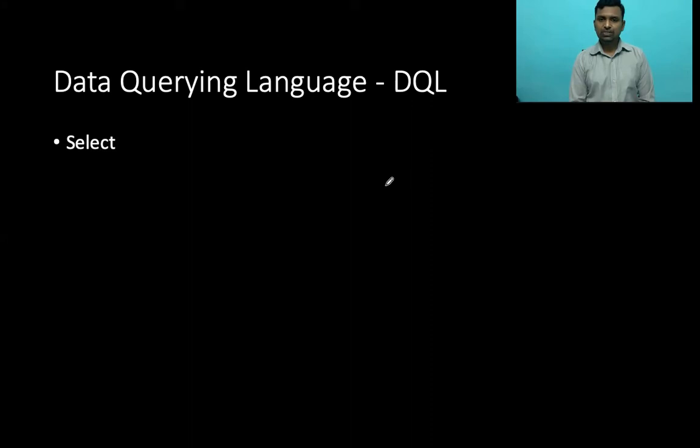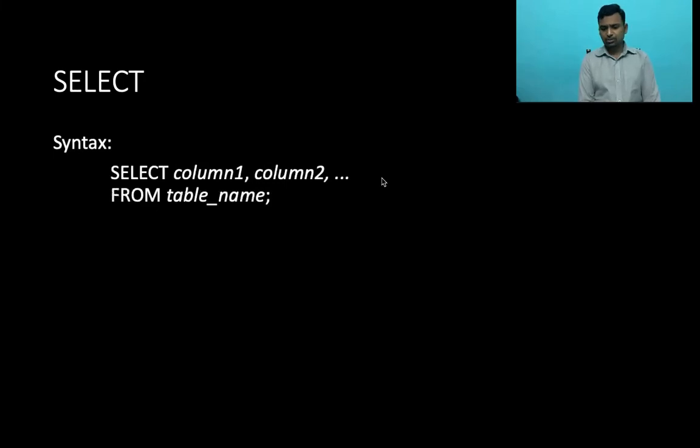Now what is the use of the select command? It helps me to select the information and provide it to me, right? So select some information and provide it to the user. We are going to see those things in detail. Select. The syntax for select goes like this: select column 1, column 2, column 3 from the table name.